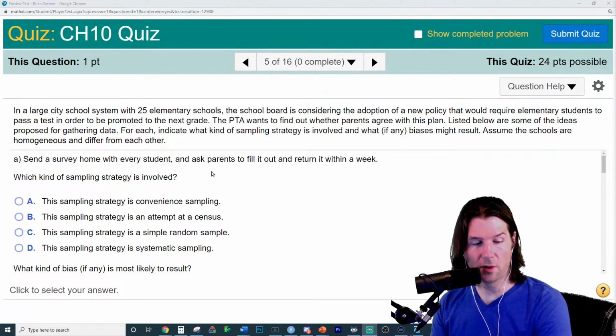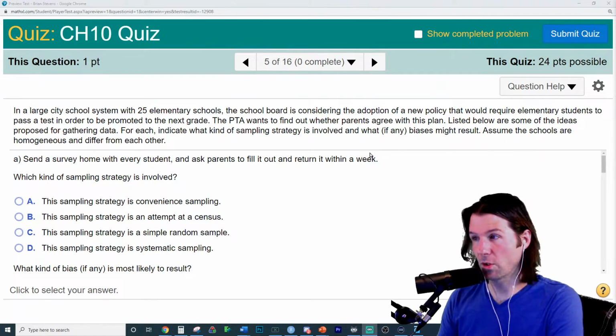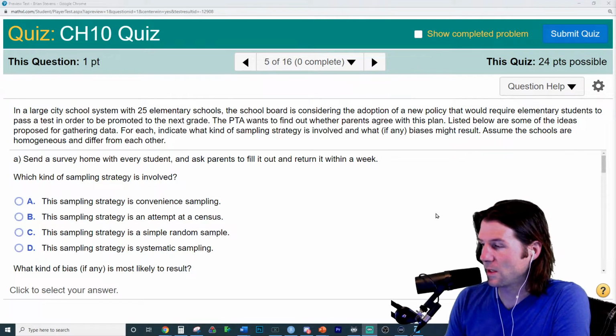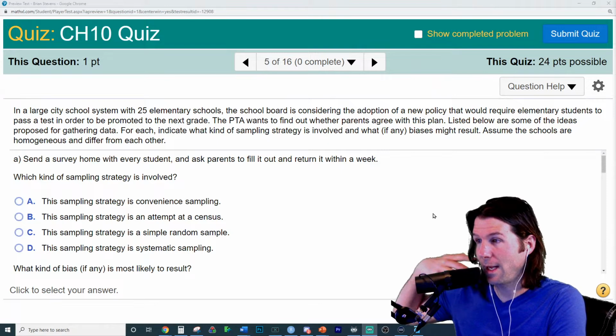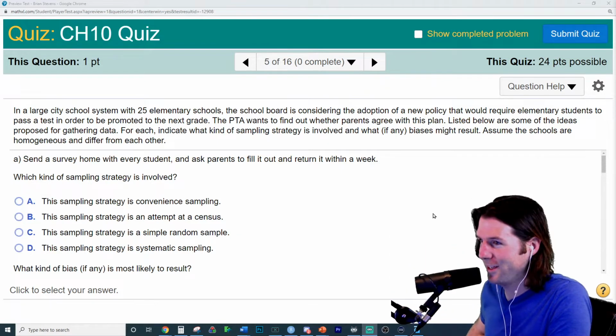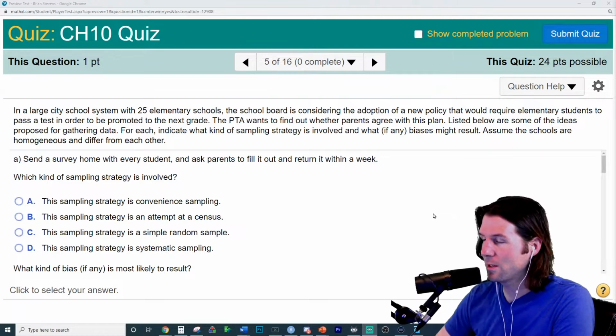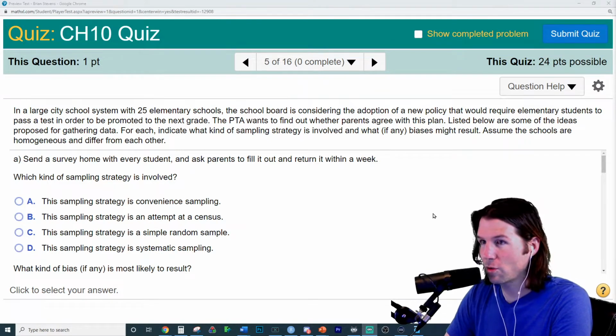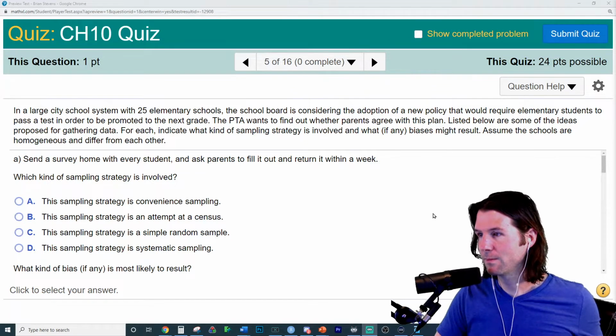Send a survey home with every student, ask parents to fill it out and return it within a week. What is this? This is actually not on the notes we just did, but we should know this one pretty quick. They want to get every student. That's the key right here. I'm trying to give you a hint. The key to this one is that they are trying to get every student.